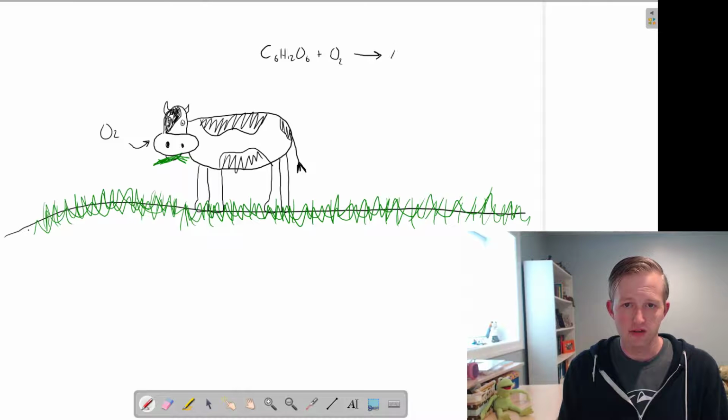things. First off, it's breaking it down and producing ATP, which is the usable energy inside of the cell. So that's the real goal. The other thing it's producing as a byproduct of the broken down carbohydrate is CO2, which the cow breathes out, CO2, and a little bit of water.